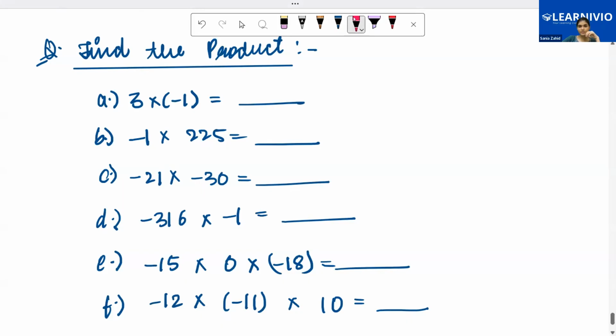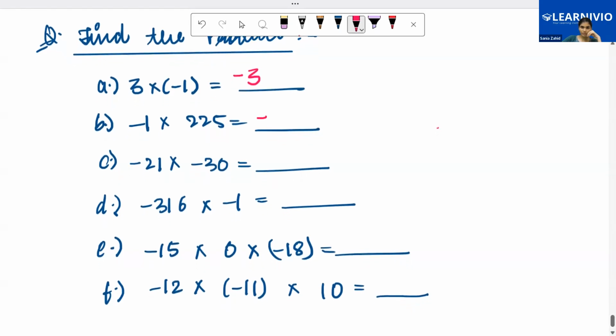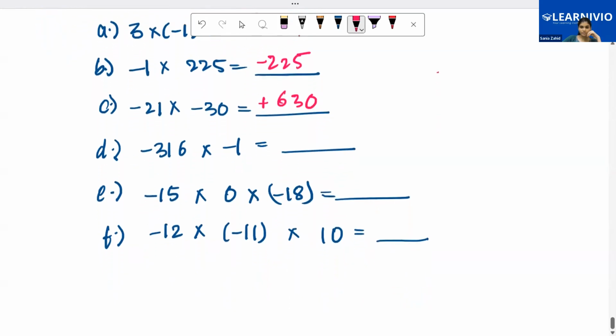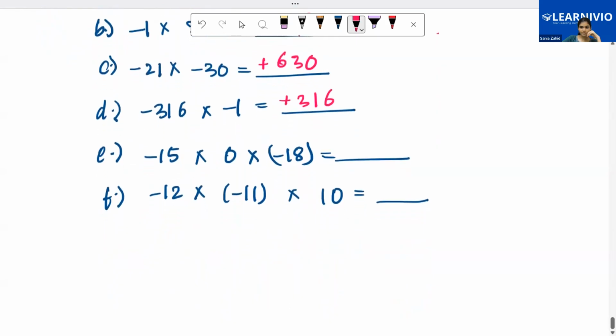Okay, what's the first one? What are you getting? Minus 3. Okay, next. Negative 225. Okay, next. Positive 360. No, sorry, 630. Okay, next. Positive 360. Next. Positive 230. No, wrong. Negative 270.